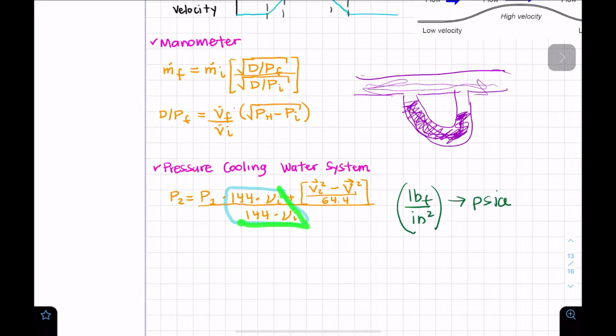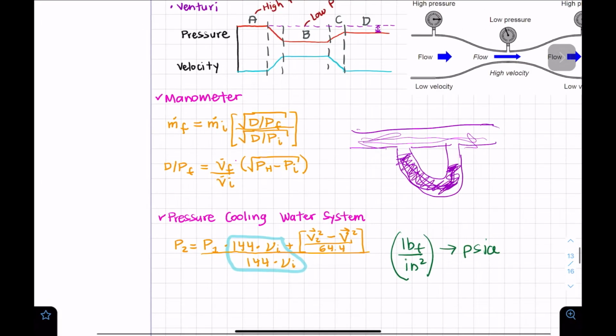And since this part is going to be the same, this just helps me remember the formula. So when I get the answer of this, I will get it in pound force over inch square, and that is PSIA. You just need to be careful. Sometimes we need to convert from PSIA to PSIG, right? So we need to make sure that we know how to convert that.